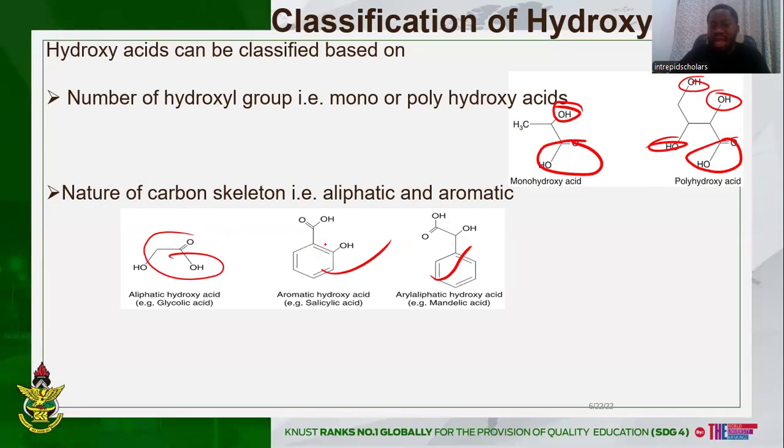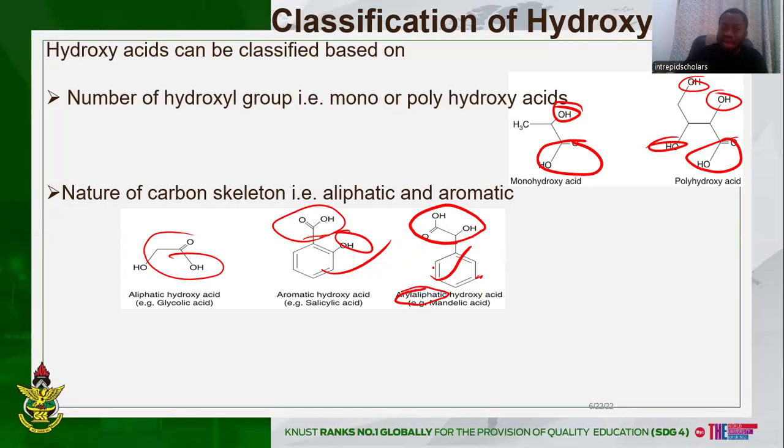This one is directly aromatic because the groups of importance are directly substituted on the aromatic ring. But if you look at this one, there's an aromatic ring, of course, but this side is an aliphatic chain. This side is an aliphatic chain. So it gives rise to another one, which is a hybrid. We call it the aryl aliphatic hydroxy acid.